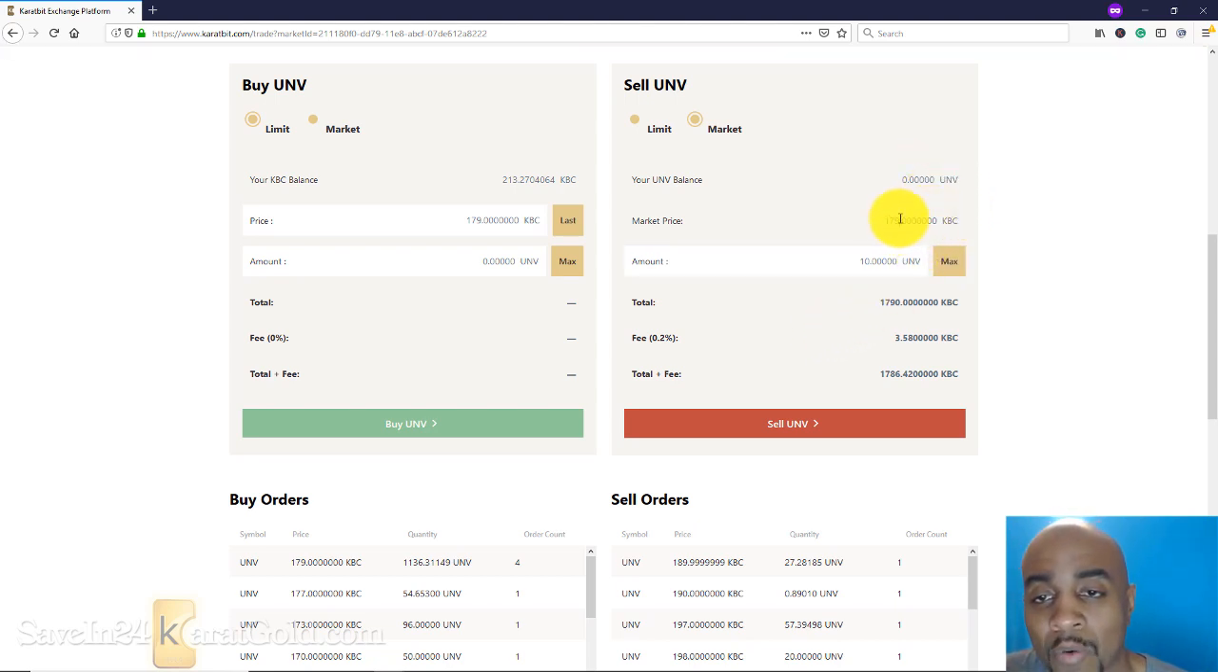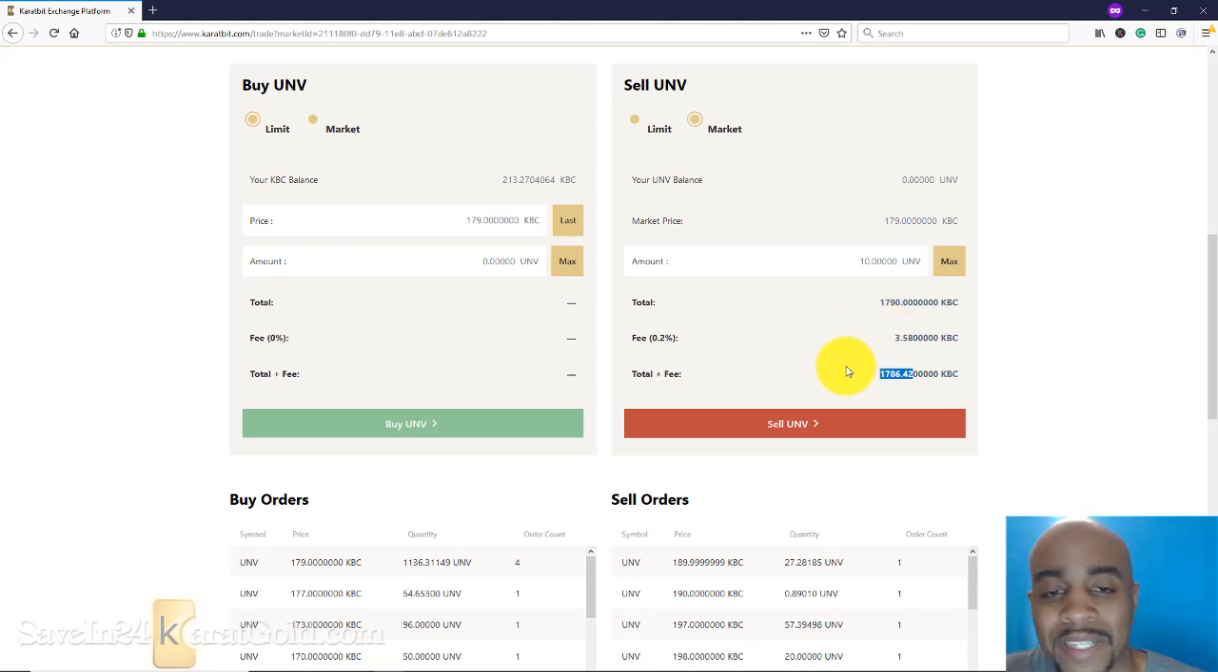So every unival, remember I got 10 unival. So every unival I'm getting 179 coin. That's 1790 KBC coin. Our fees are 2%. If you multiply this by 2, you're going to get this number. And that's minus these 2 is this number. Real simple, real easy. That's one thing I love about this.